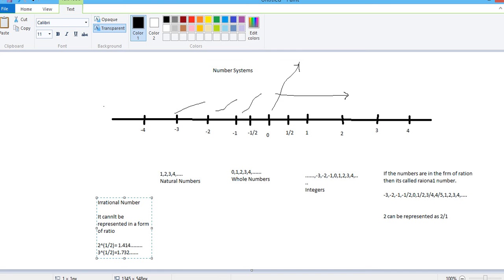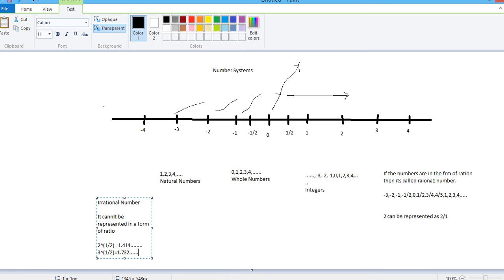Now, what is 4 to the power half? 4 to the power half means root 4. Root 4 is 2. So 2 is again a rational number, right? So it is not an irrational number. Root 5 is also an irrational number. You cannot get a definite number from that. So all of these are irrational numbers.